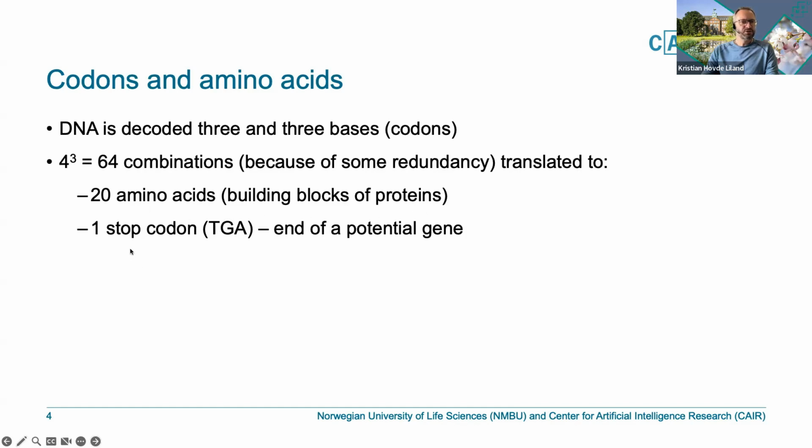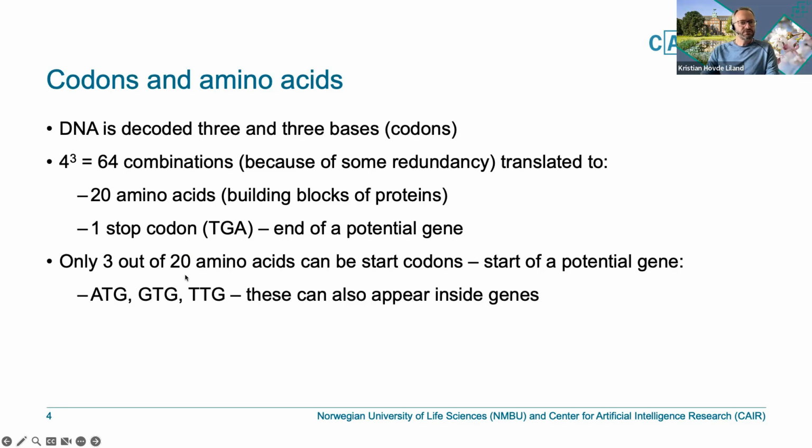In addition, we also have a stop codon, TGA, which says that if you get to a TGA, this is the end of anything that you're going to read, and you restart something new. So if you are looking for genes along a chromosome, this is the end of the potential gene.